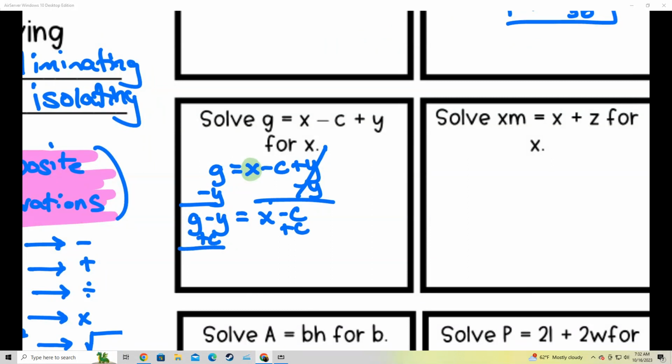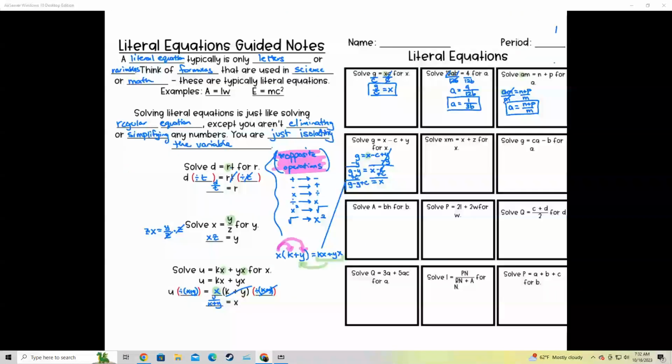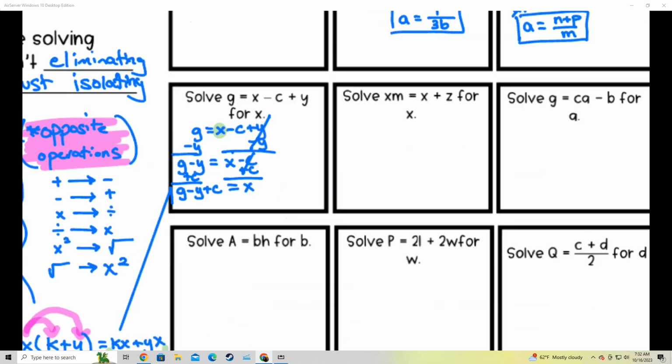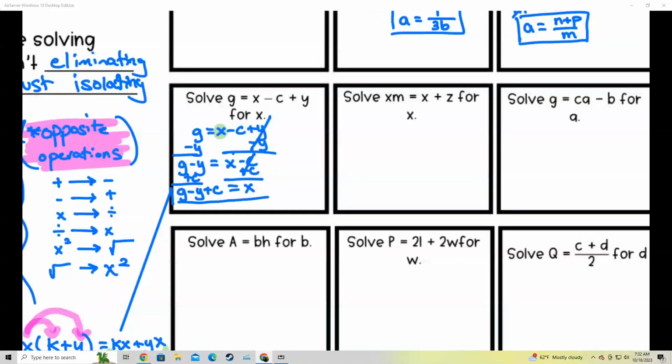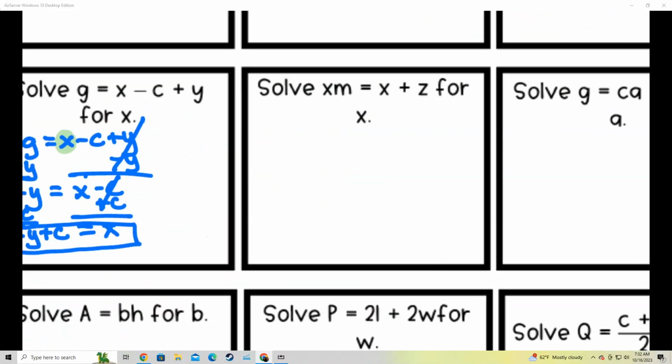Again, I can't really combine these things, so these are going to cancel out. On the right, let me do it on the left side because I'm running out of space. G minus y plus c, because I can't combine any of those, is equal to x, and that's exactly what I wanted. All right. G minus y plus c is equal to x.